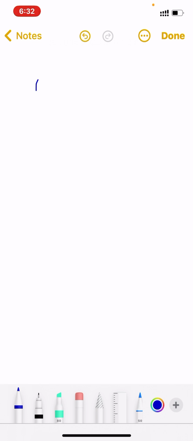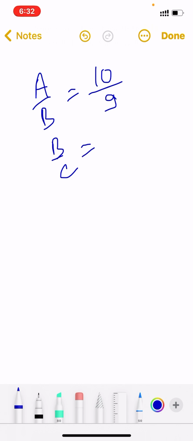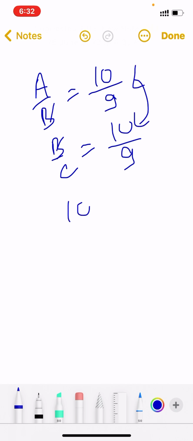Okay, so simply for A by B, by the time A ran 10 kilometer, B ran 10 minus 1, 9 kilometers. And when we take B by C, by the time B ran 10, C ran 9 kilometers. Now when we multiply both the equations, this B gets cancelled with this. So what we'll get is 10 by 9 into 10 by 9. So this we need 10 kilometer for A.